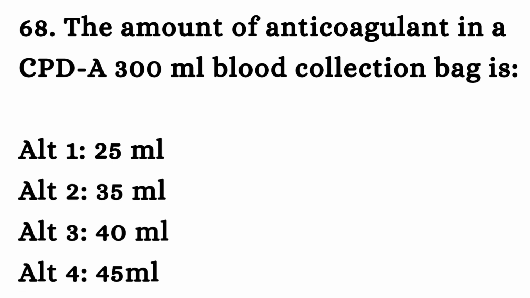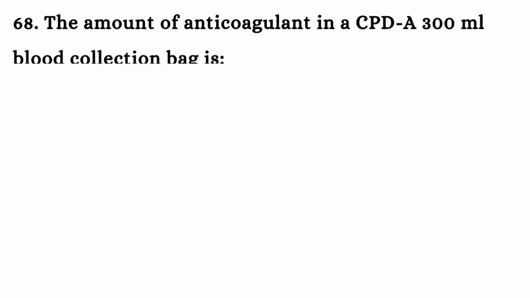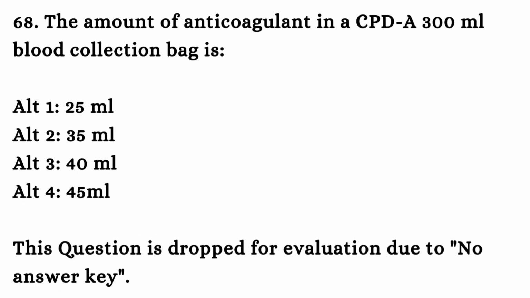Next question. The amount of anticoagulant in a CPDA 300 ml blood collection bag is option 1, 25 ml, option 2, 35 ml, option 3, 40 ml, option 4, 45 ml.